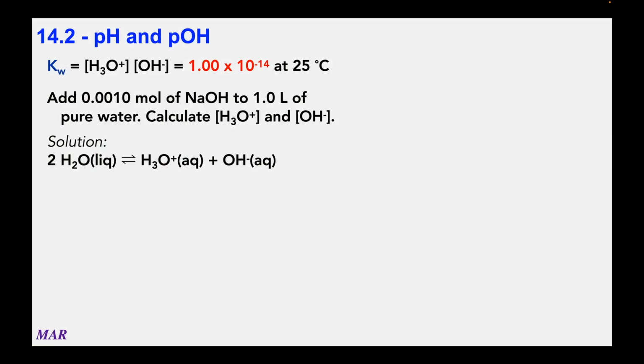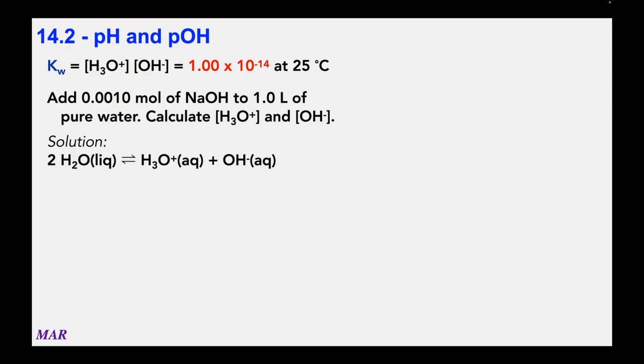Now, Kw at room temperature is 1.00 times 10 to the minus 14th, and you can use more sig figs if you want, that's fantastic. But we can use this understanding and the idea that Kw is equal to hydronium times hydroxide to calculate hydronium and hydroxide at other concentrations. As an example, let's say we have 0.0010 moles of sodium hydroxide and we place it in a liter of water. Well, let's calculate hydronium and hydroxide from there.